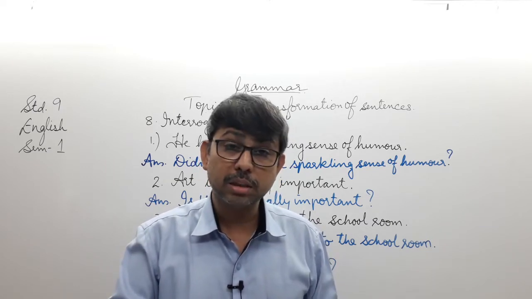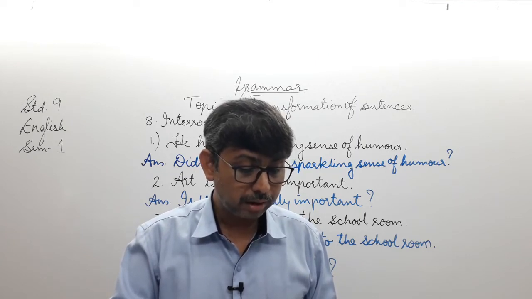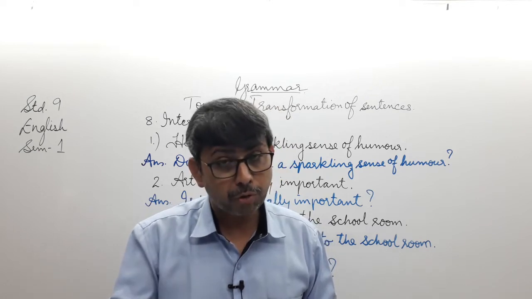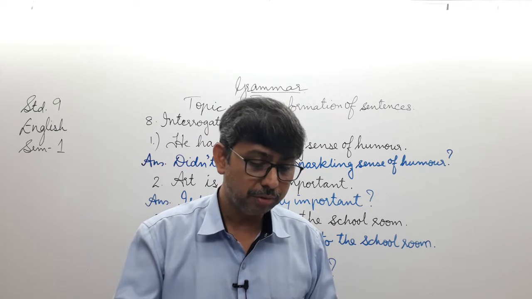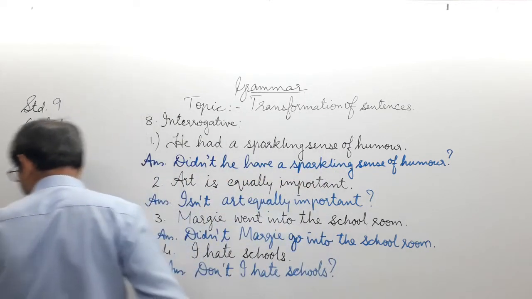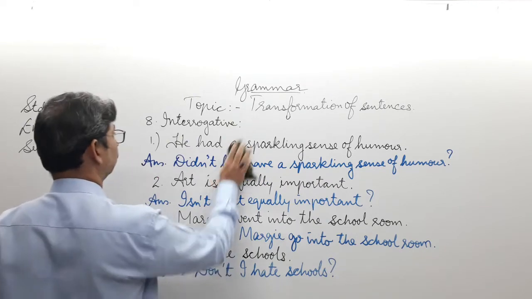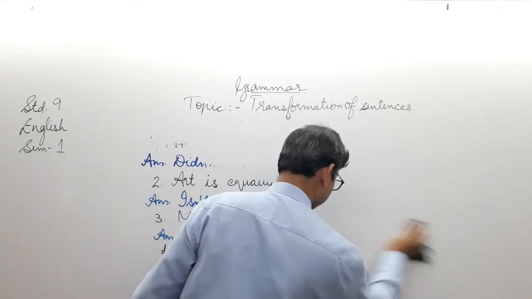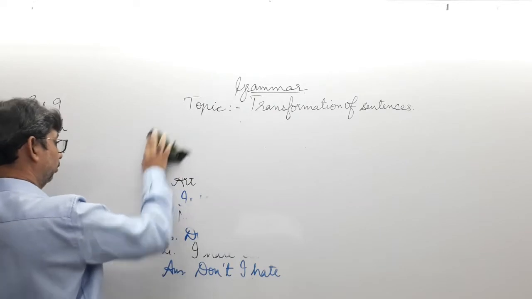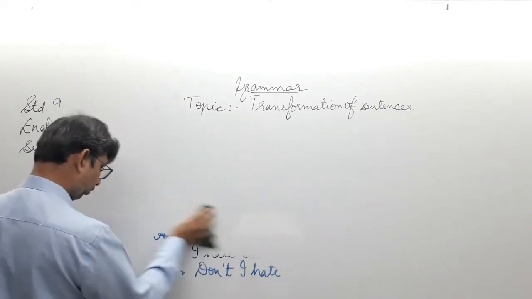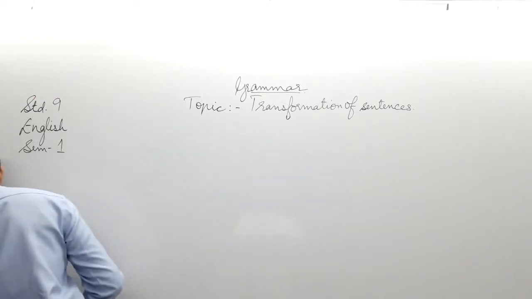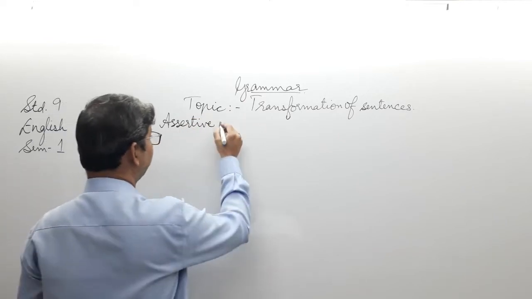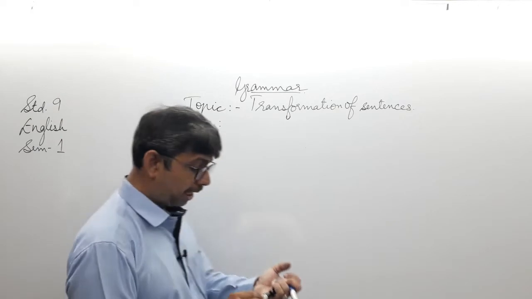The next we are going to look into is assertive. After having understood interrogative, let us now write assertive. Well, the question can be in exclamatory form, it could be in the interrogative form given to us, and we are supposed to change it into the assertive form. Let's take two examples. Assertive is another name for declarative, that is, statement type sentences. So we are going to make a given sentence into assertive.